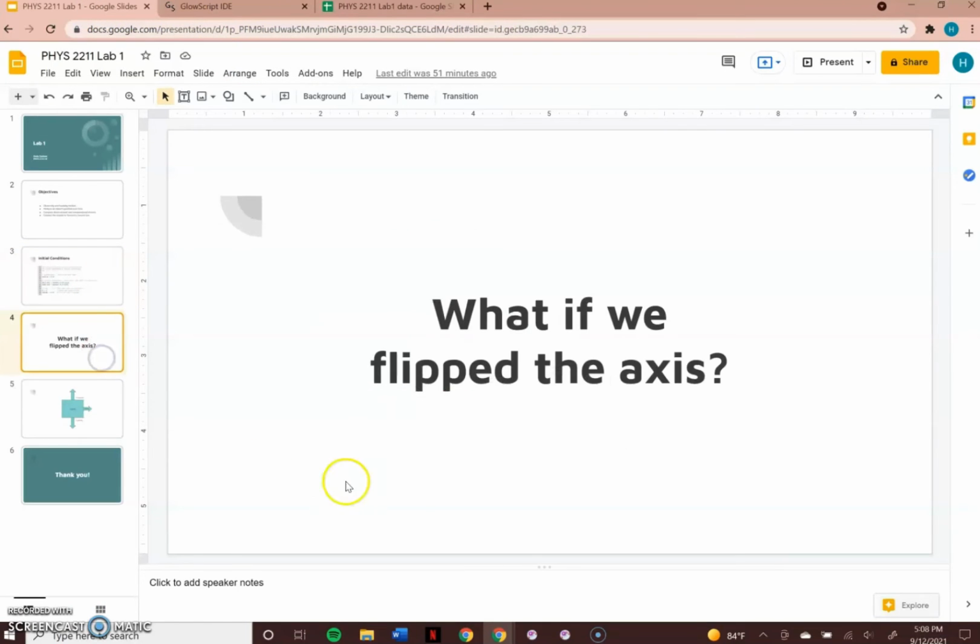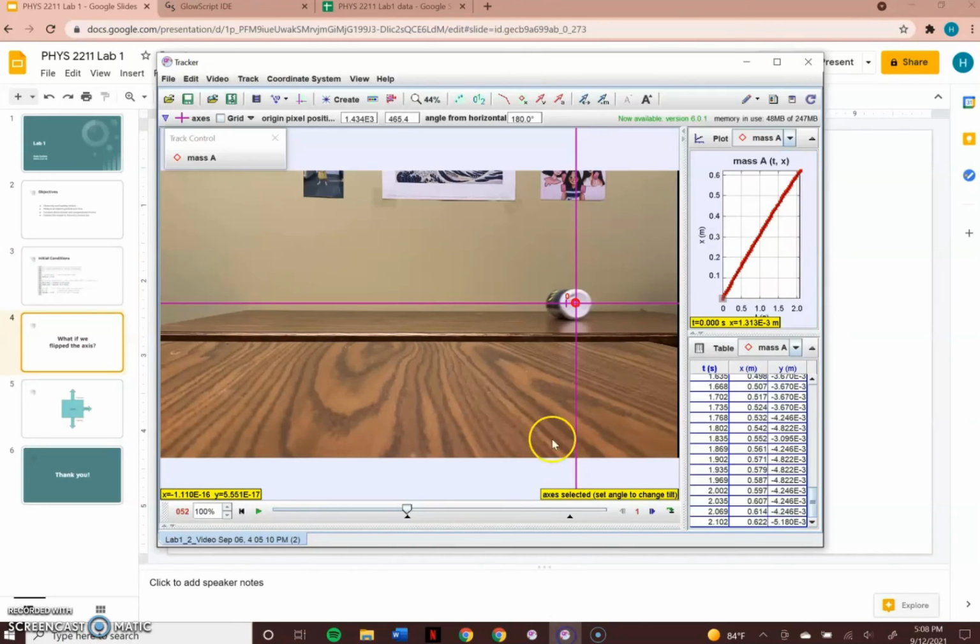Okay, so if we flip the axes for the Tracker data, I flipped the axes so that now it is in the positive. This is the positive x direction, and it would increase in the positive x direction. You can see here that now the positions are increasing. Yet the velocity, which is represented by the slope, stays the same because, as stated before, velocity is constant when F-net is 0.